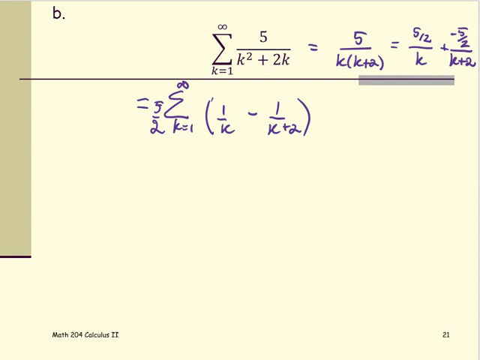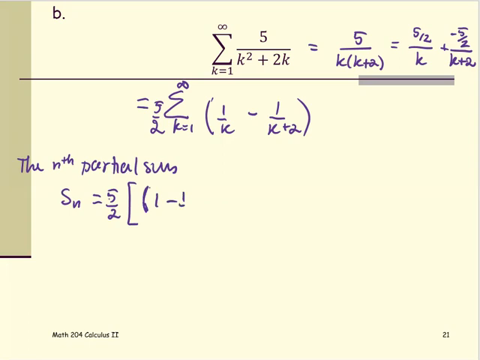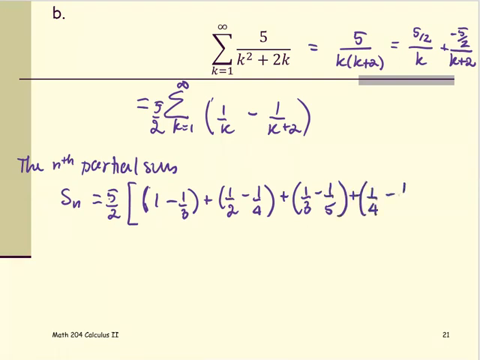And then to evaluate this infinite series, or find the limit of the partial sum, we start by forming the n partial sum, which is Sn, for k equals 1. All of them are multiplied by 5 over 2 as a common factor. For k equals 1, we have the term 1 minus 1 over 3. For k equals 2, we get 1 over 2 minus 1 over 4. For k equals 3, we get 1 over 3 minus 1 over 5. Let's do one more: 1 over 4 minus 1 over 6.